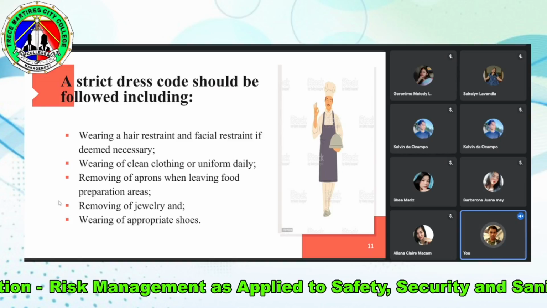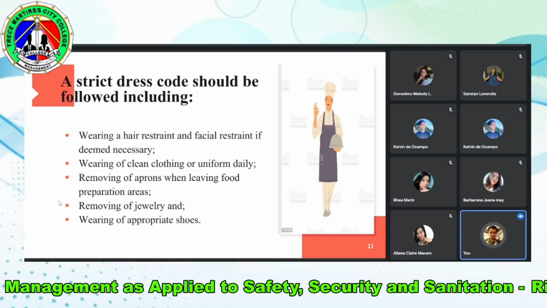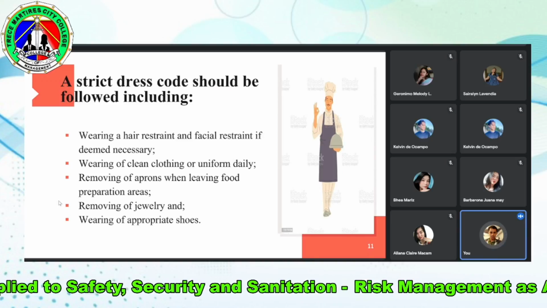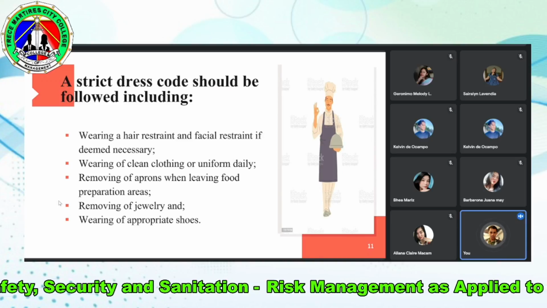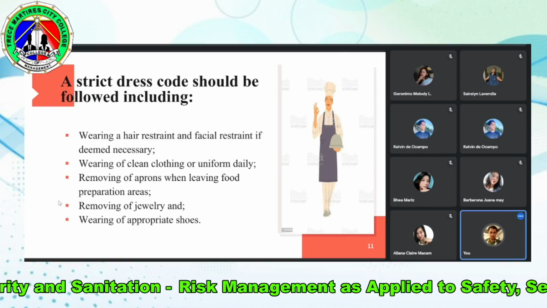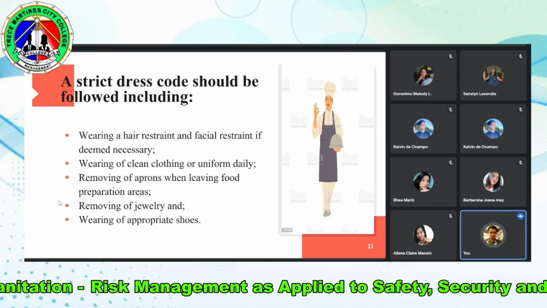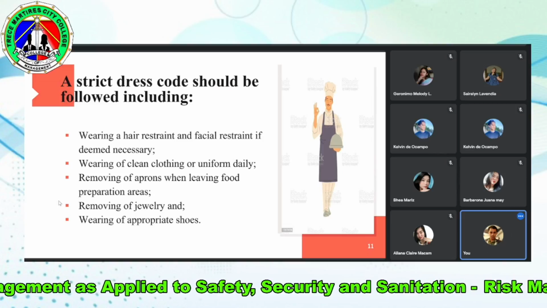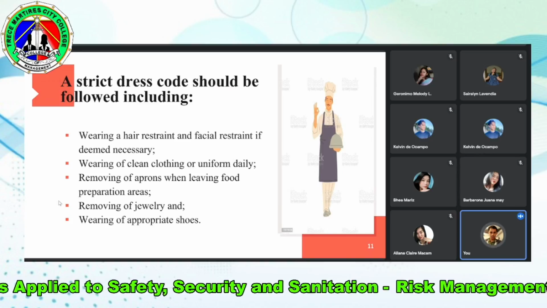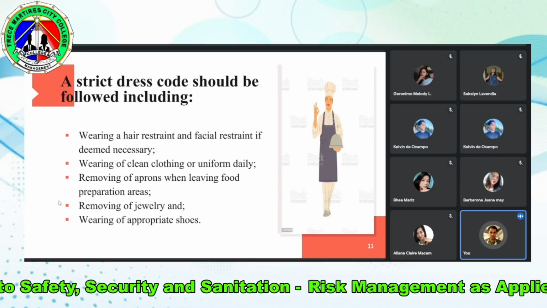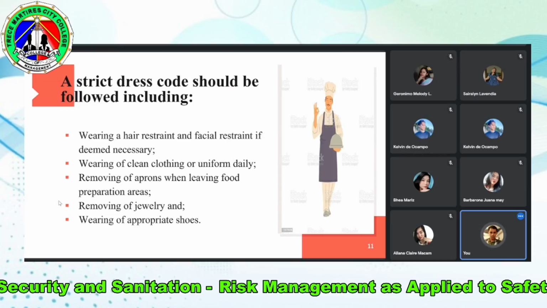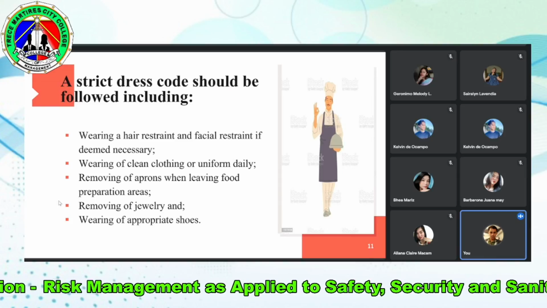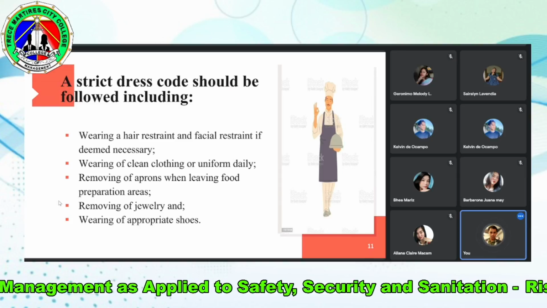So ganun din tayo sa pag-handle ng food, no? Hindi lang para sa ating sarili. Okay, unahin natin yung mga customers natin or yung mga clients natin, no? We wear hair restraint, tulad ng sinabi ni Miss Barbarona, para hindi mag-fall off or para hindi mapunta kung saan-saan yung mga falling hair natin, no? Facial restraint or mask, no? Para kasi hindi natin maiiwasan na makipag-communicate within our workplace, no? And so, when we speak, tatalsik yung laway natin. So, kailangan may facial restraint yan, no?